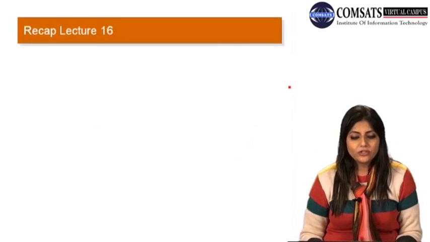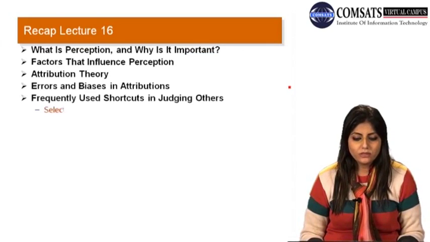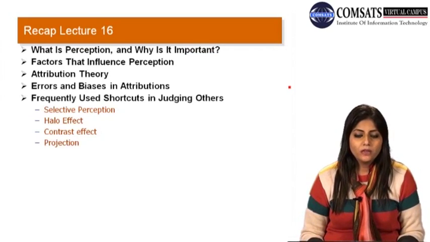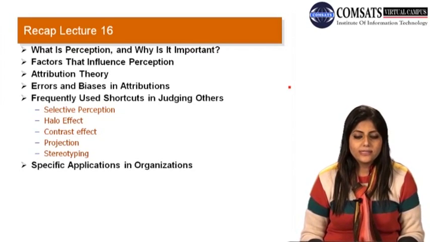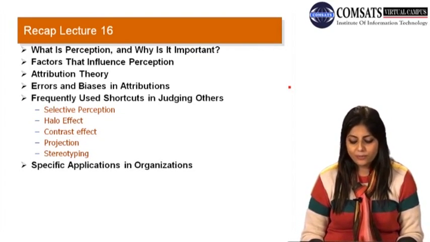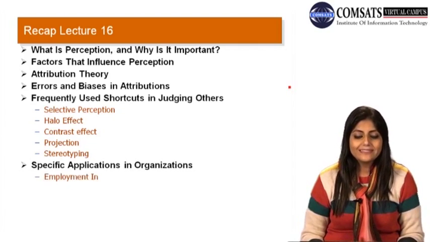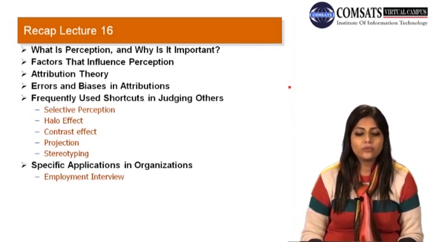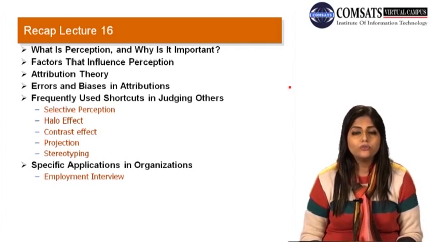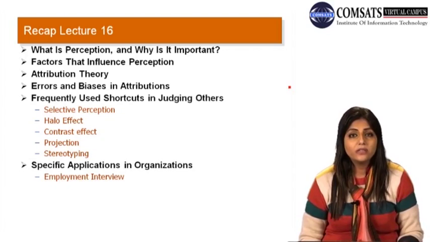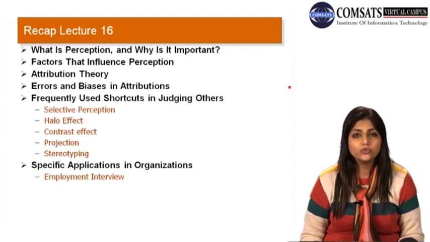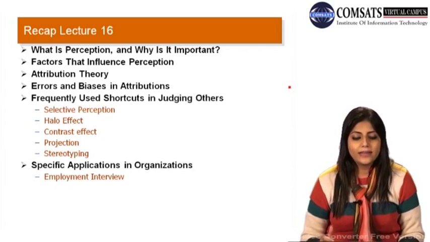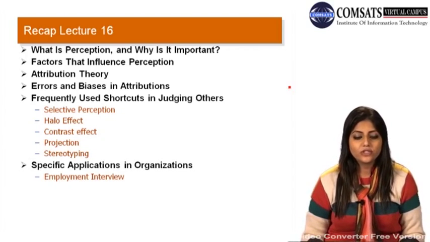Let's have a recap of lecture 16 before we start with the contents of today's lecture. In lecture 16, we discussed what perception is and why perception is important, and what the different factors are that influence an individual's perceptions. We discussed it with reference to the attribution theory, that is, how individuals attribute others' behaviors, actions, and attitudes to various internal and external factors. Then we had a discussion on the errors and biases in attributions.